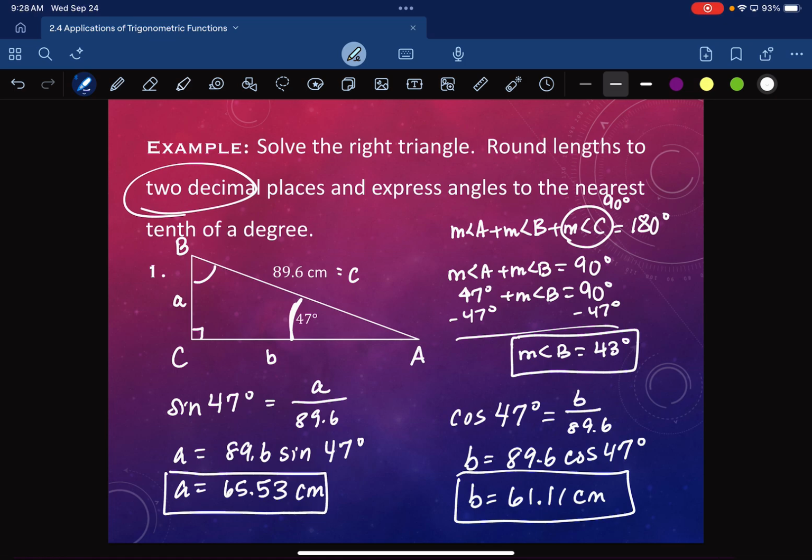Solving a triangle. I have found 3 pieces of information, right? I was given 3, I found 3, that's all of them. There's 6 things, 3 angles, 3 sides, so we're finished.